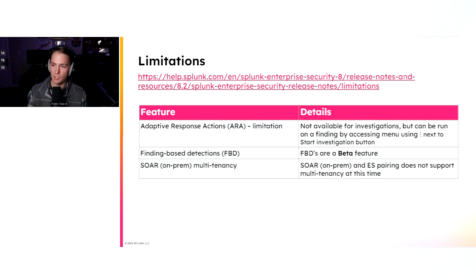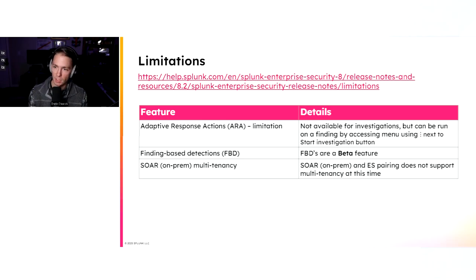Some limitations just to be aware of as you think about how you're going to be embracing the new features in Enterprise Security 8 and maybe some of the workflow changes you need to make. Adaptive response actions are still a core part of Enterprise Security, and that's how a lot of things work under the hood. But you are not able to run adaptive response actions on investigations. There is a little triple dot menu when you're looking at a finding, and you can run those adaptive response actions from a finding, just like you can in Enterprise Security 7.3.